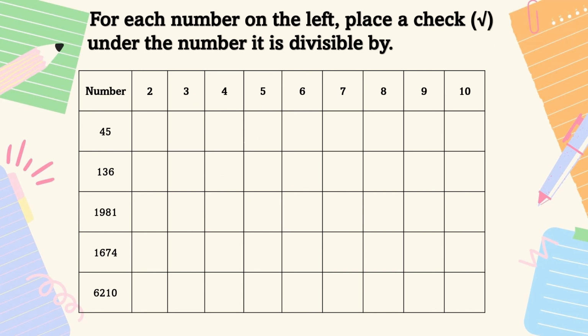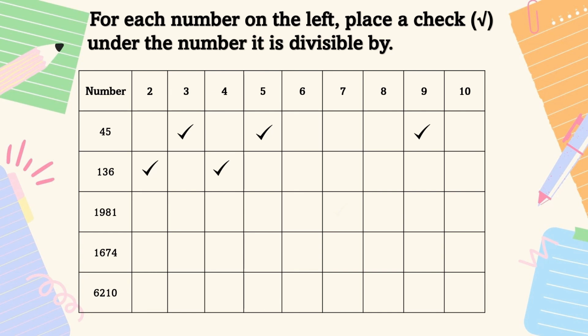Okay kids, time's up. It's time for us to check your activity. You have to check your own work, okay? Our first number is 45. It is divisible by 3, by 5, and by 9. Our next number is 136. It is divisible by 2 and by 4.